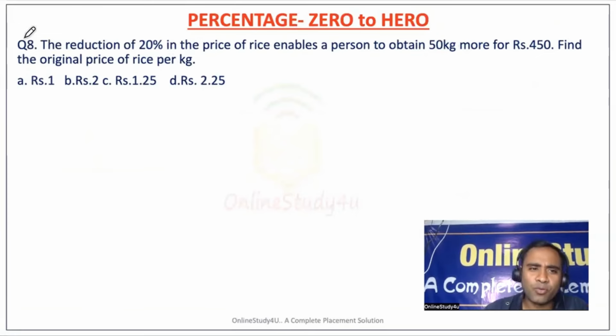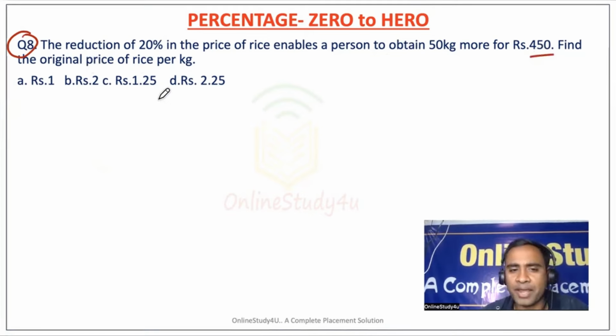Again, one more difficult problem for you, but we will try to make it easier. The reduction of 20% in the price of rice enables a person to obtain 50 kg more for rupees 450.